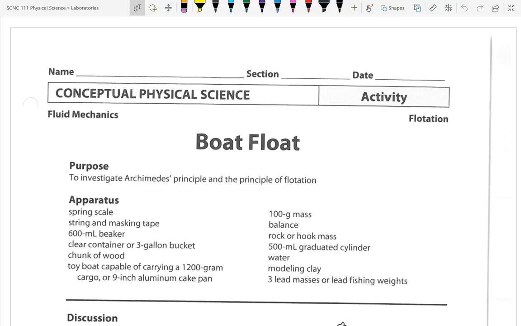So what we're going to do today is the boat float experiment. It's an experiment where we are exploring Archimedes' principle. Now that we've had Archimedes' principle all of yesterday, remind me, what is Archimedes' principle all about? It's about buoyancy, and specifically that the buoyant force is equal to the weight of the fluid displaced. So everything we're going to be doing today is going to be looking at that relationship, see how it works.